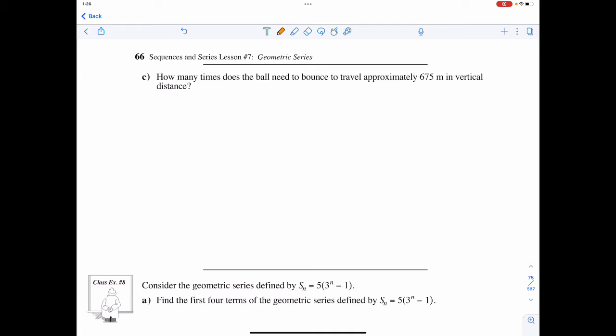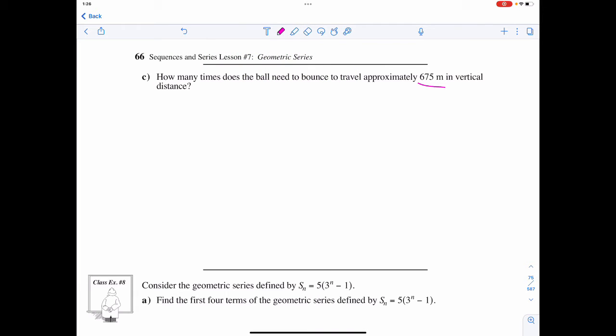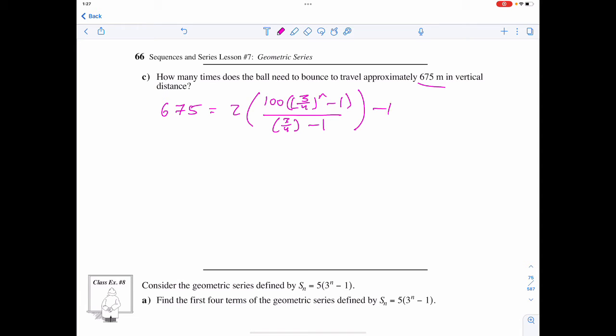When it says, how many times does the ball need to bounce to travel approximately 675 meters for this total distance, then I'm going to say that 675 is equal to that formula that we just had, 2 times 100 times 3/4 to the power of, in this case, n minus 1, because we don't know how many, all divided by 3/4 minus 1, and then I subtract 100 from it. I'm still just isolating for n.